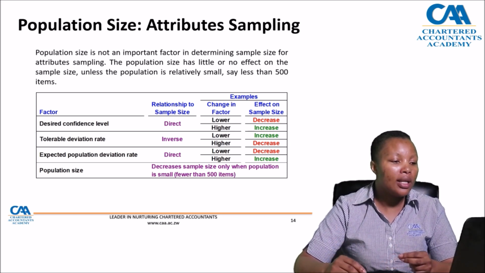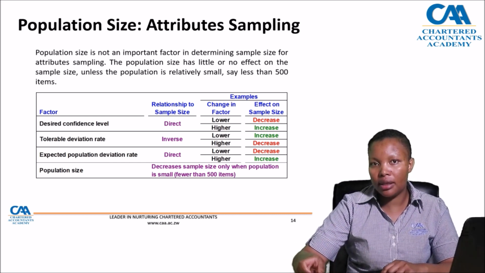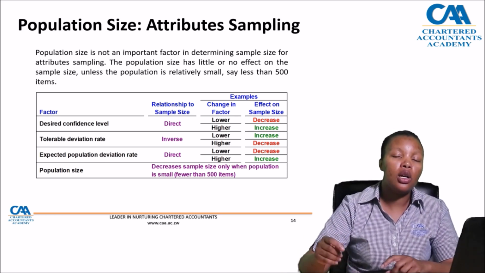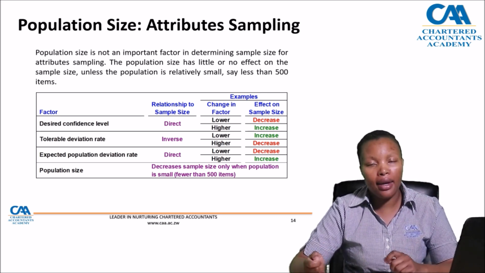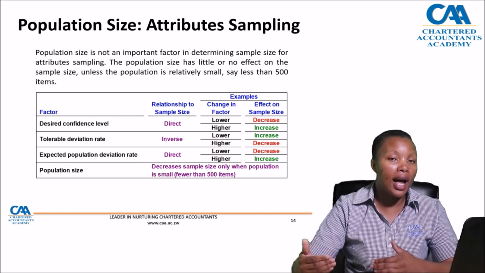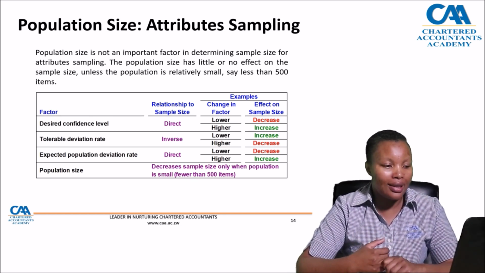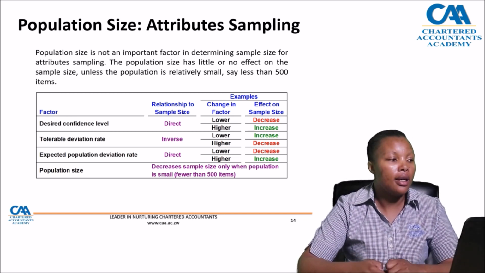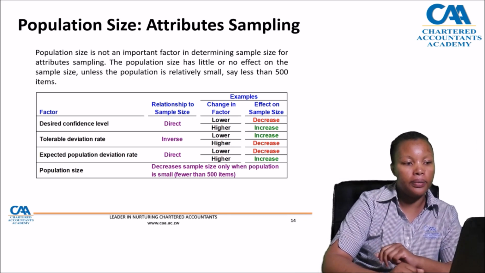If you want a lower deviation rate, you're only accepting maybe 2 to 3%, that is the maximum level that you're willing to accept, then it means that you need an increased sample size. And the opposite is true for a high tolerable deviation rate. And then we've got our expected population deviation rate. This is a direct relationship, as we saw in the last slide that I just explained to you. As well as the population size, its effect is as explained earlier in this slide.